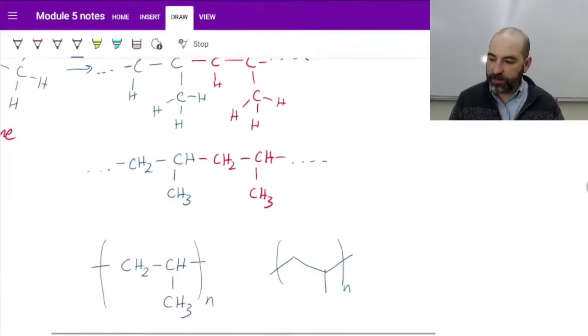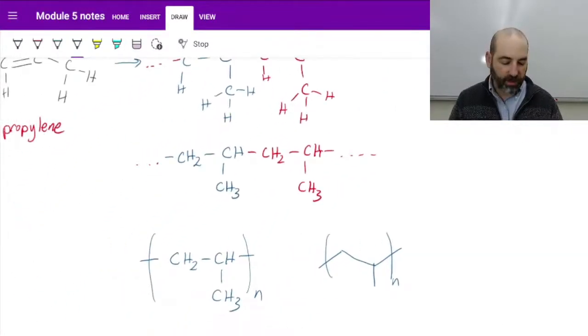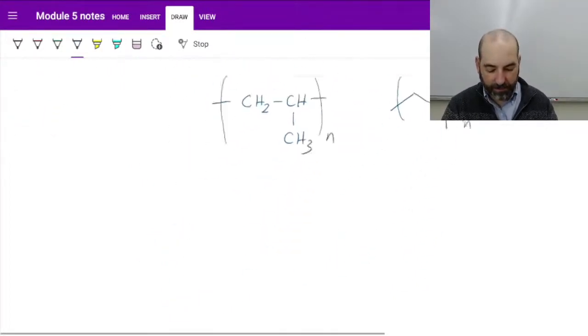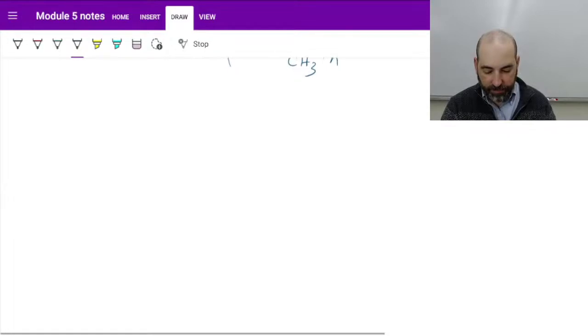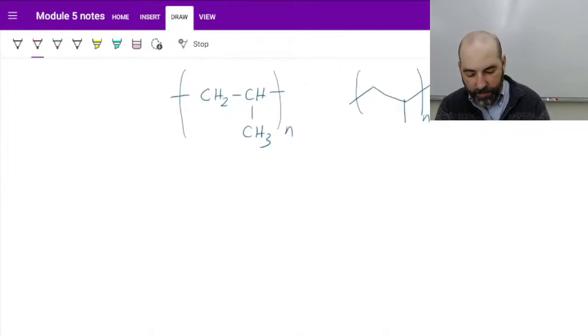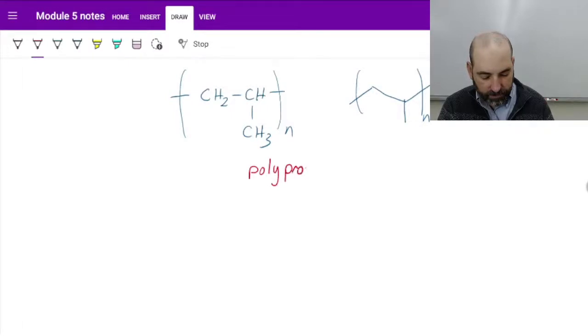And if you look through some of the examples in the linked reading, you'll see all of these addition polymers kind of looking about the same. All right, so let's try another one. Oh, sorry, so this would be then called polypropylene.